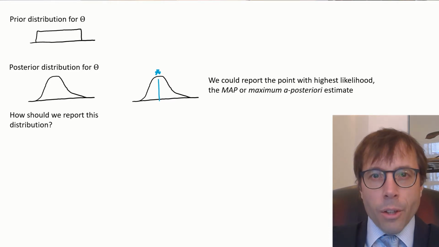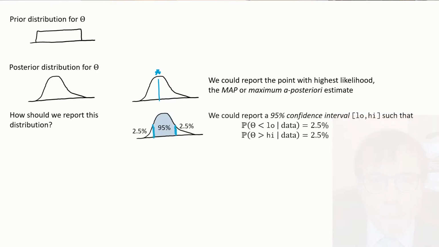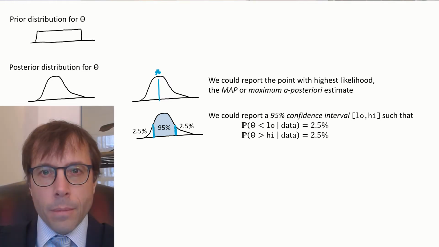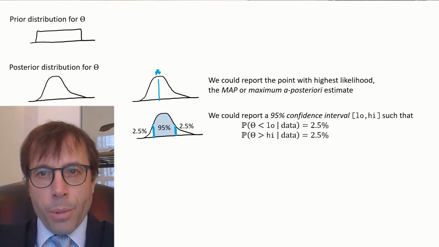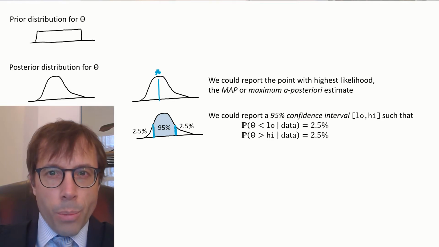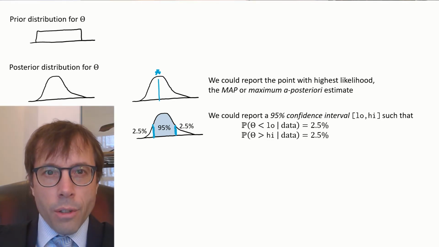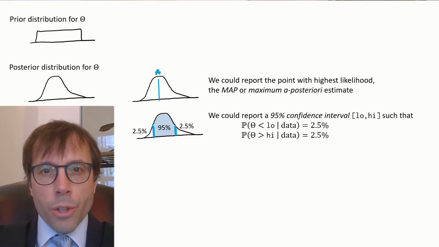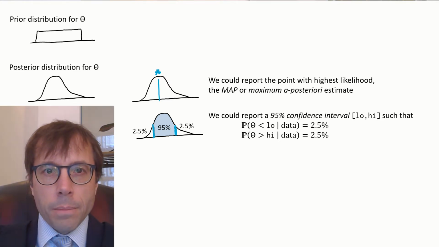Here's something that's more honest than a point estimate. We could report a confidence interval, saying theta is somewhere in this range. It's common to report what's called a 95% confidence interval, an interval that we're 95% certain contains theta. This is a bit arbitrary, but at least it's honest, because we're clearly communicating that we're uncertain about the true value of theta. If our distribution is all spread out, then the 95% confidence interval will be wide, and if the distribution is tight, then the interval will be narrow.